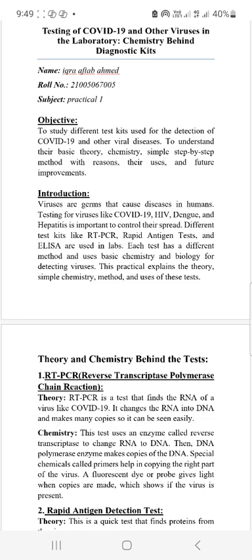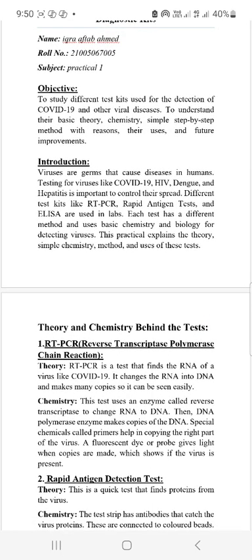Viruses are germs that can cause diseases in humans, not only in humans but also in animals. So testing for viruses like COVID-19, HIV, dengue and hepatitis is very important so that we can control their spread, because if they spread more, the population will decrease a lot, which will affect the economy. Different test kits like RT-PCR, rapid antigen test and ELISA are used in the labs.